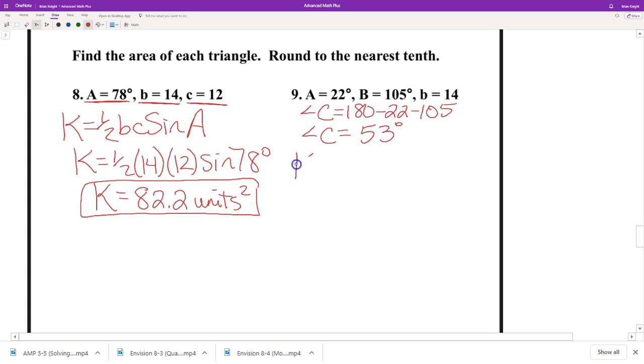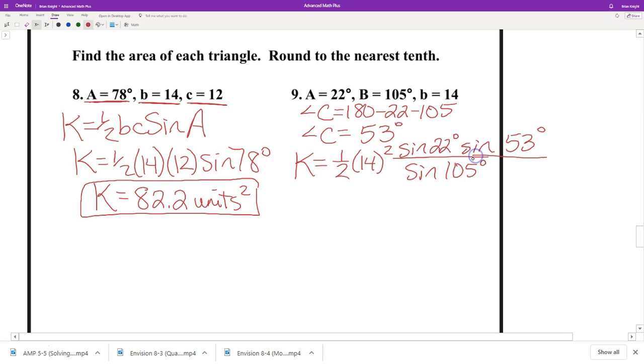And now I can figure out my formula. So it's 1/2 the side squared. What side did they give me? B. So 14 squared. And since they gave me side B, which angle goes on the bottom? B. If they give you side B, then angle B goes on the bottom. So sine of 105 goes on the bottom, sine of 22 goes on top, and sine of 53 goes on top.